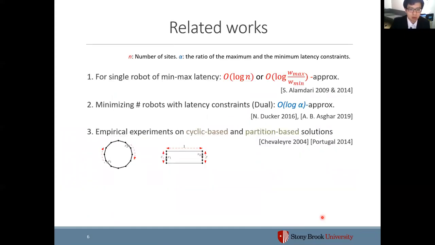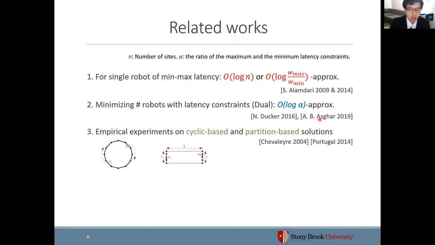And there are some related works. First of all, this objective function is not new. It has been discussed from 2009 to 2014. But their work only focuses on a single robot, and they have a log n or log Wmax over Wmin approximation factor, where Wmax and Wmin are the weights among sites.